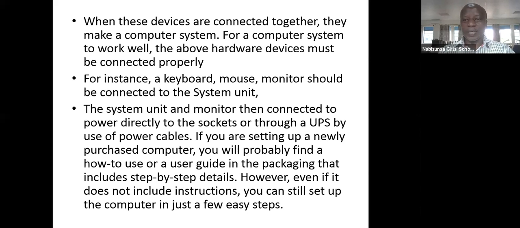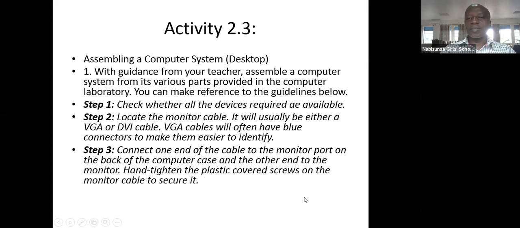If you are setting up a newly purchased computer, you'll probably find a how-to-use or a user guide in the packaging that includes step-by-step details. However, even if it doesn't include instructions, you can still set up the computer in just a few easy steps. So I advise you, the other time, to download, if you can, the ICT prototype for learners. If you have it, then you have these steps there, okay? And also the activity of integration that we need to do, so that we get to know whether we have actually got what we wanted from this.